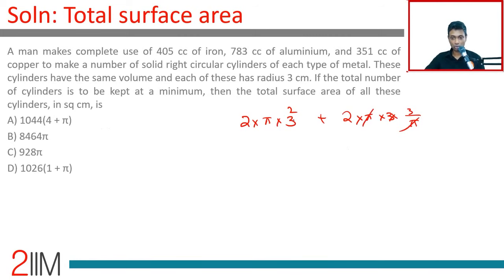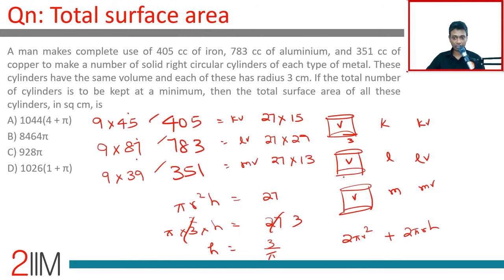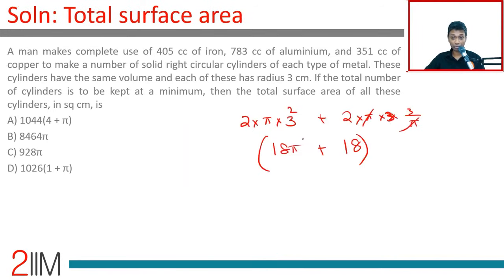This is 2 into 3 square. 2 into 9, 18 pi plus 2 into 3, 2 pi into 3 into 3, 18 pi plus 18. And so this is the surface area of each cylinder. How many cylinders are there? There will be 15 plus 29 plus 13. 13 plus 29 is 42 plus 15 is 57. 57 times 18 pi plus 18.